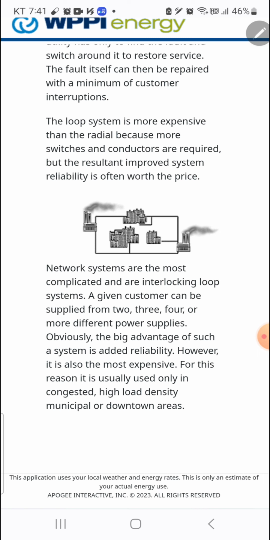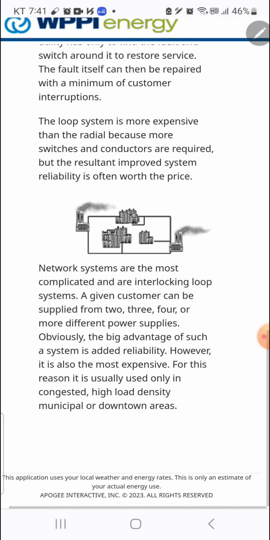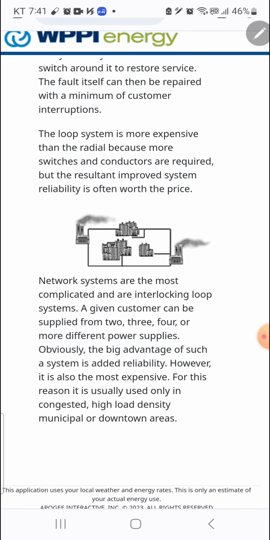Congested, high load density municipal or downtown areas.